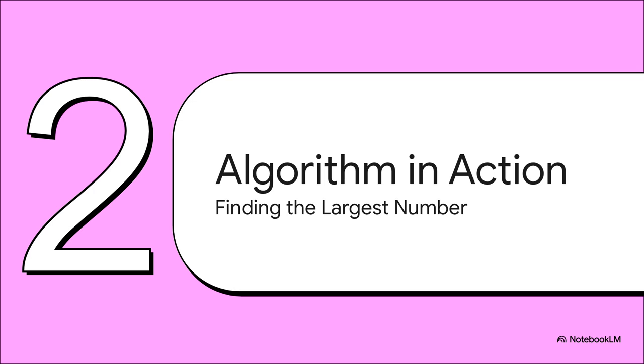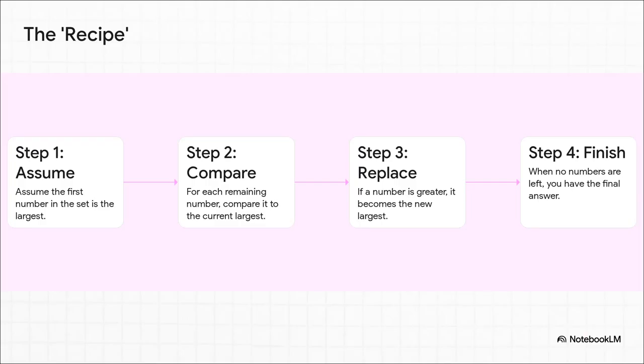It's all about automating repetition. Okay, so we have sequence, selection, and iteration. Now let's see how these 3 blocks can actually combine to build a real working algorithm. We're going to use a classic, super simple example: finding the largest number in a list. All right, here's the recipe for that.